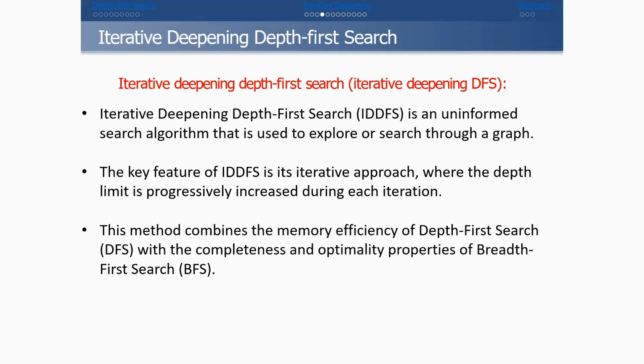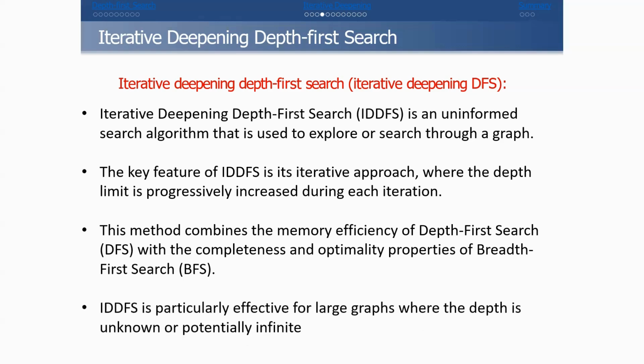When it comes to completeness, BFS is complete, meaning it will always find a solution if one exists, right? IDDFS achieves completeness because by progressively increasing the depth limit, it will eventually reach the depth at which the shortest path to the goal lies. So IDDFS is particularly effective for large graphs where the depth is unknown, potentially infinite.